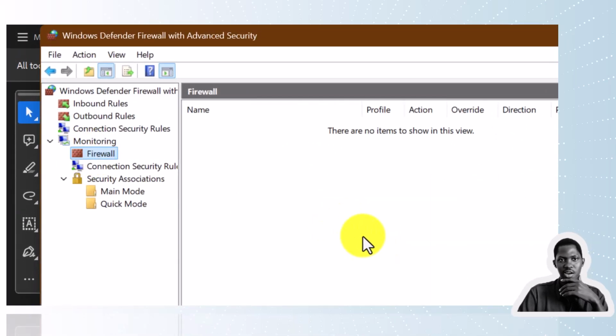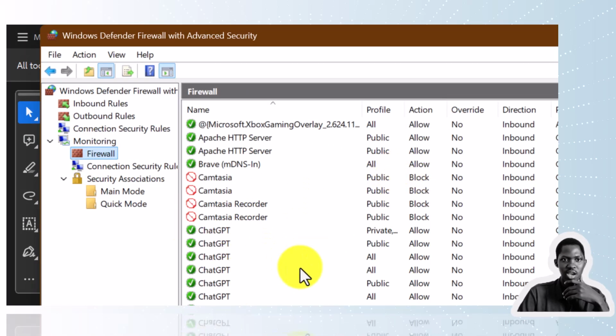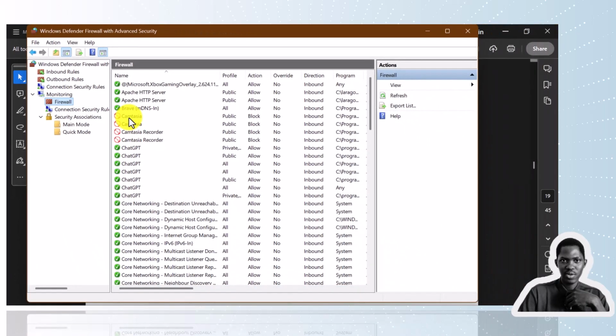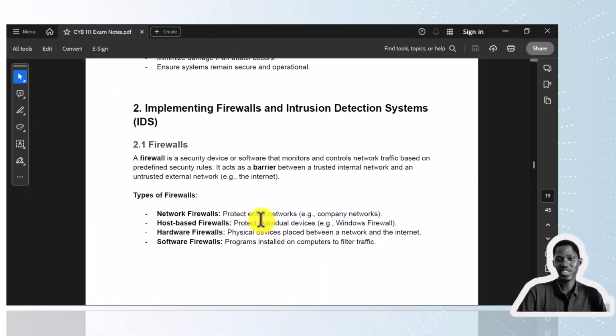Let me come to the firewall, and you can see some applications here. For example, Camtasia. I've blocked Camtasia inbound. I've blocked anything from trying to communicate with Camtasia at all. You understand? ChatGPT can communicate with things, and things can communicate with it, right? Because I need that to work. But Camtasia, I've blocked. You understand? And there's a reason why I blocked it. Let's leave that one.